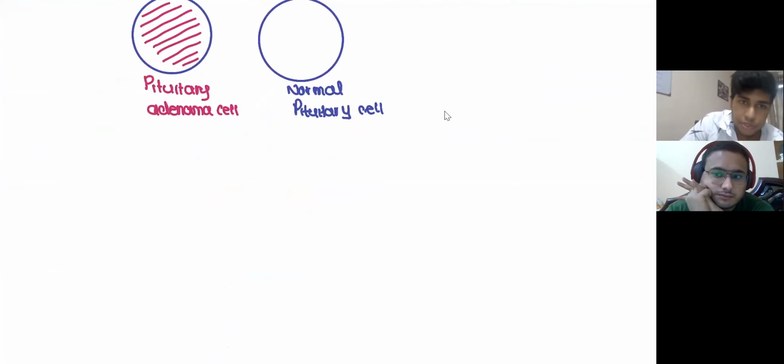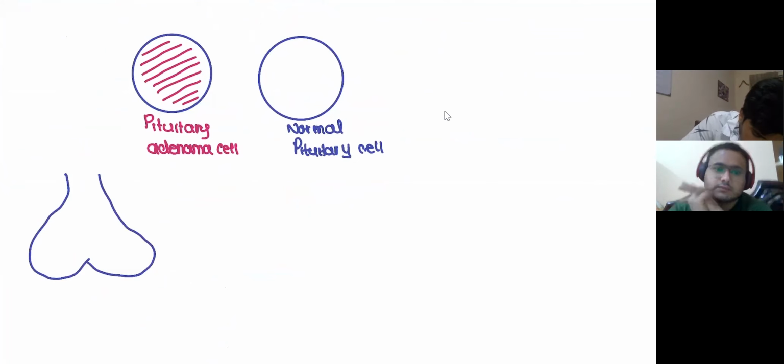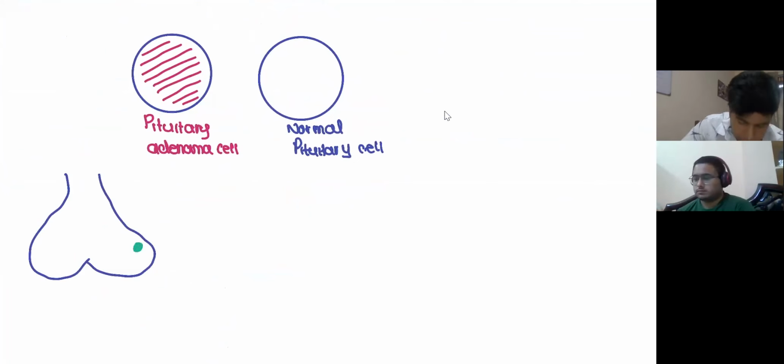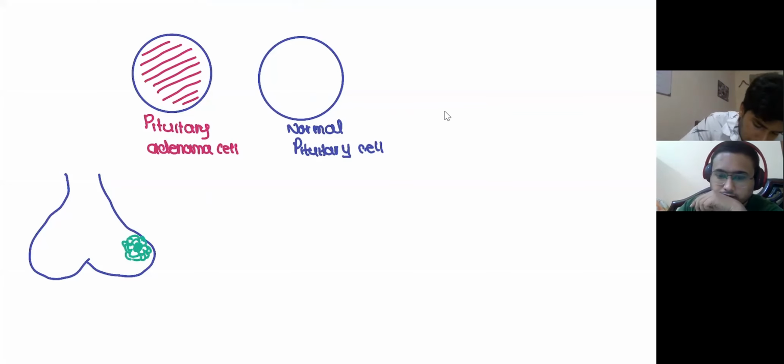Do you know how these tumors occur? Usually these are monoclonal tumors. That is, a single cell somewhere starts proliferating in a neoplastic way. It will start dividing like this. This is how a tumor forms, and this is an adenoma, so it's a benign tumor.